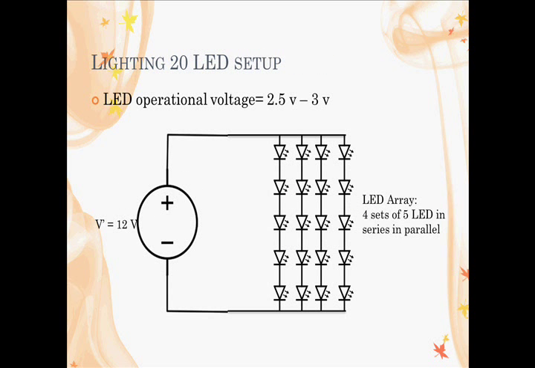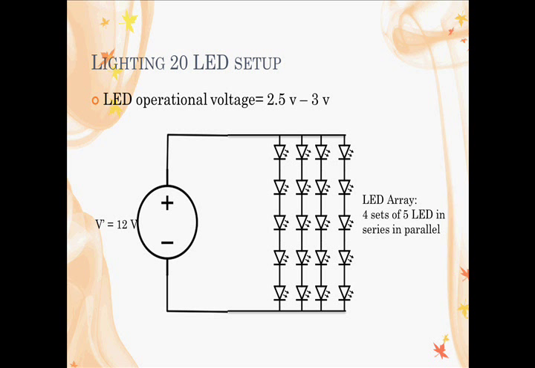So then, lighting our LEDs: to light up 20 LEDs, we calculated that we can have 5 LEDs in series and 4 sets for 20 LEDs. And typical LED operational voltage for white and blue LEDs is between 2.5 and 3. So if we have 5 LEDs in series, that's going to be 2.5 volts on each, which is about 12.5 volts, which is an ideal case. And putting LEDs in parallel won't drop the voltage; it will drop the current.